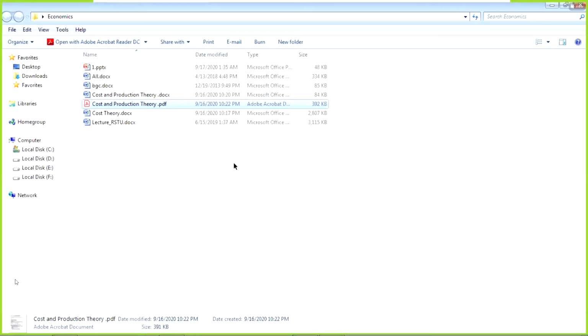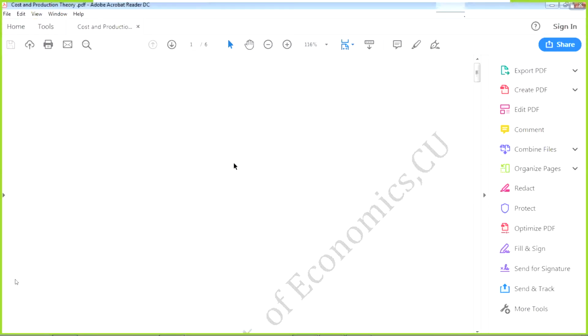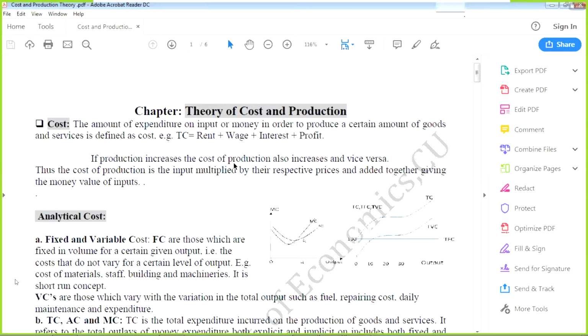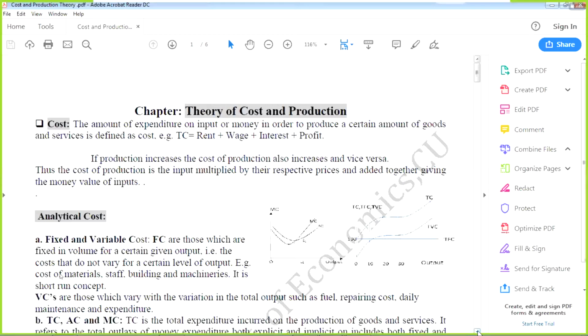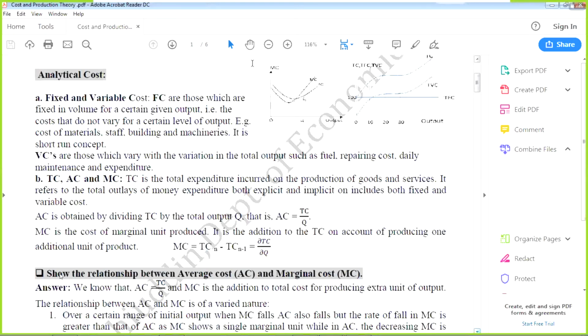So today we are going to discuss how to draw an average cost curve from total cost, because you already know that average cost is the total cost divided by the rate of output. Yesterday we discussed cost, various types of cost. So yes, today we will discuss this question.